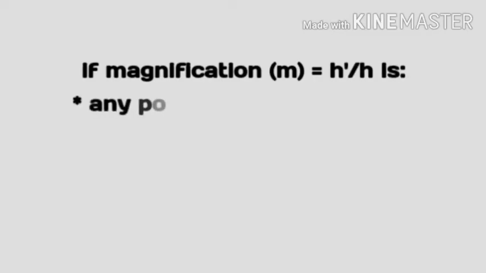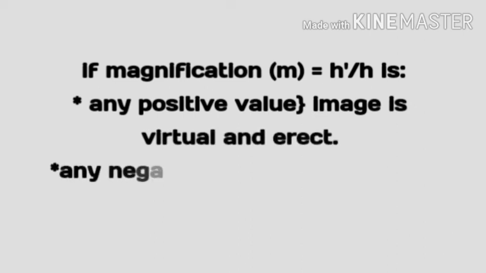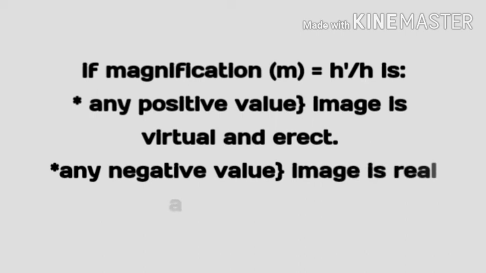The magnification of a spherical mirror may be a positive value or a negative value. If the magnification is obtained as a positive value, then the formed image will always be an erect image. Erect image means that it is a virtual one. And if the magnification is obtained as a negative value, then the formed image will be an inverted one, that is a real image.